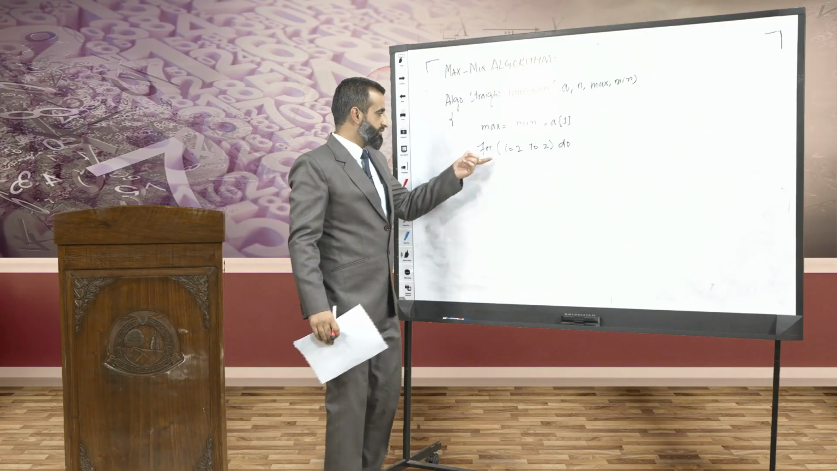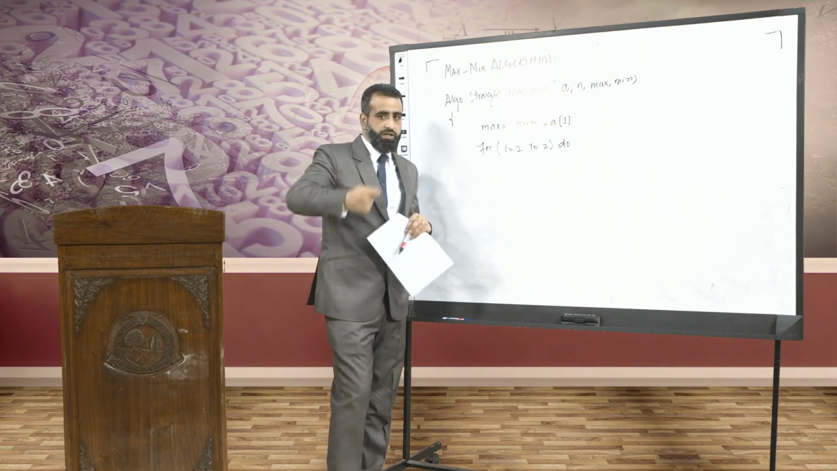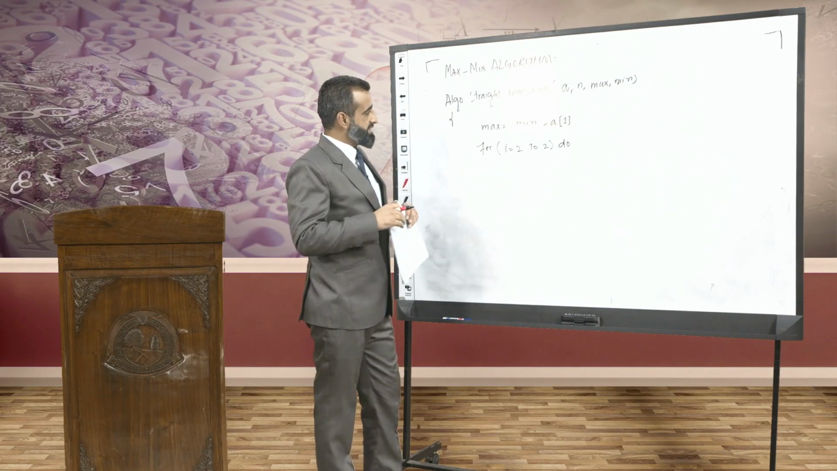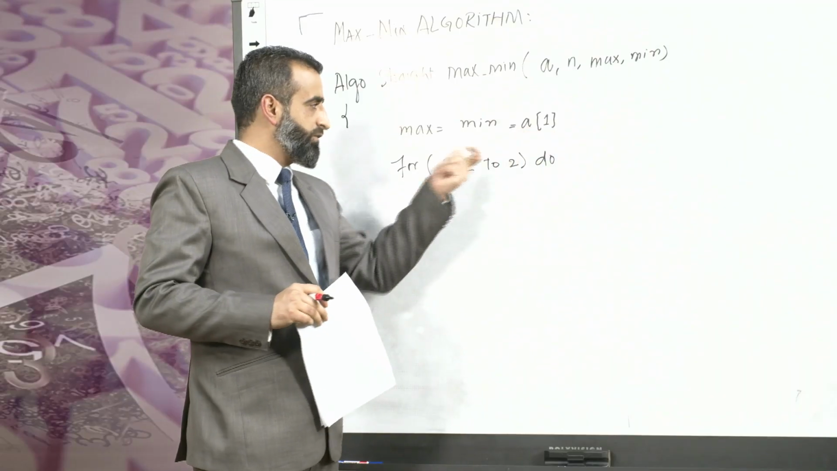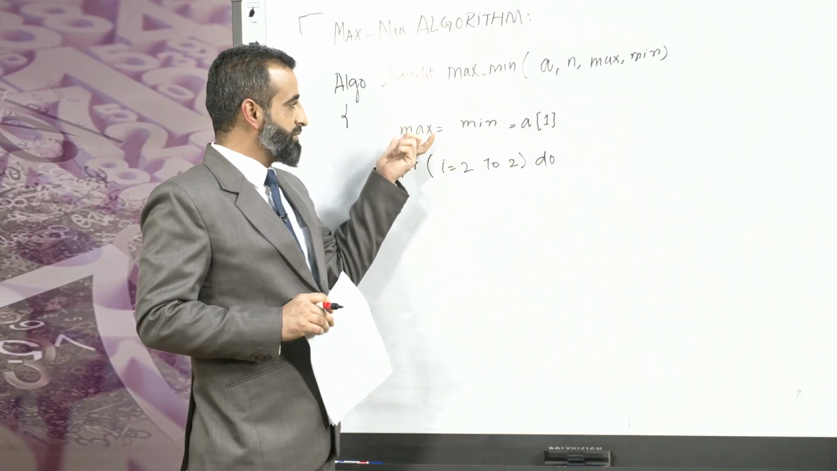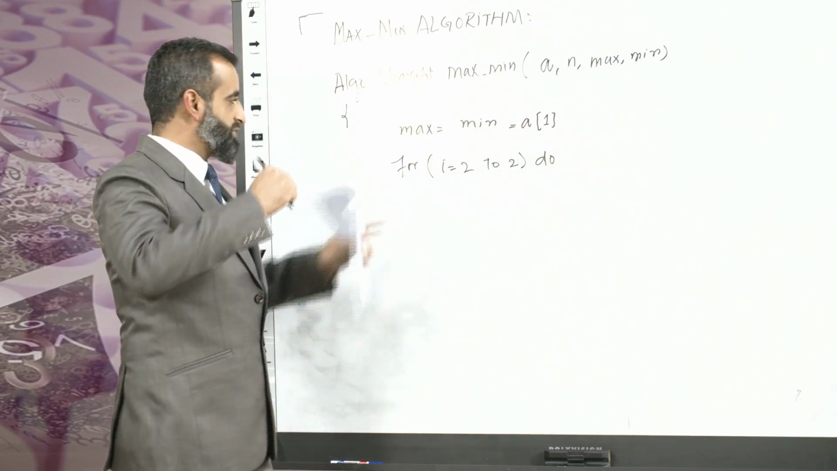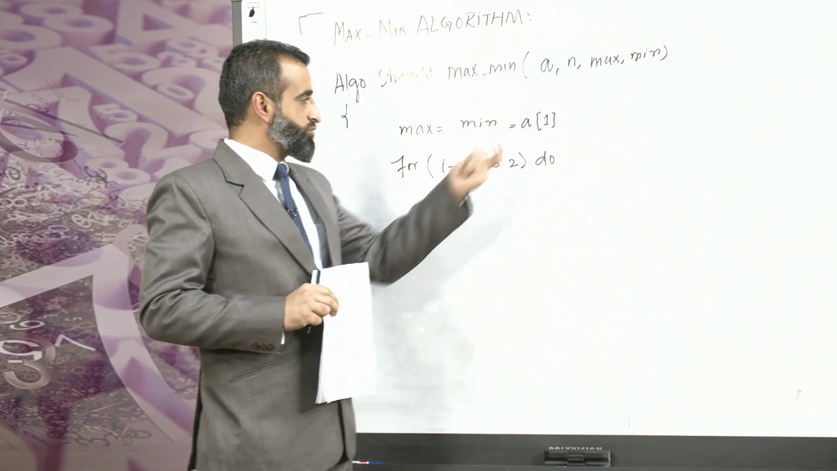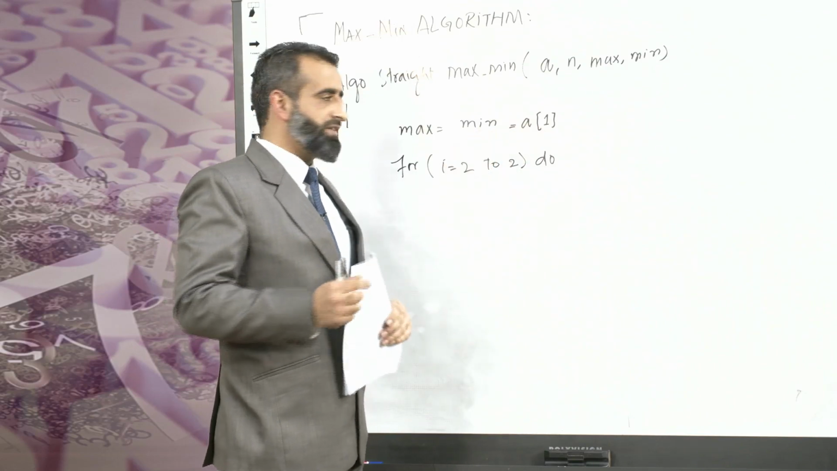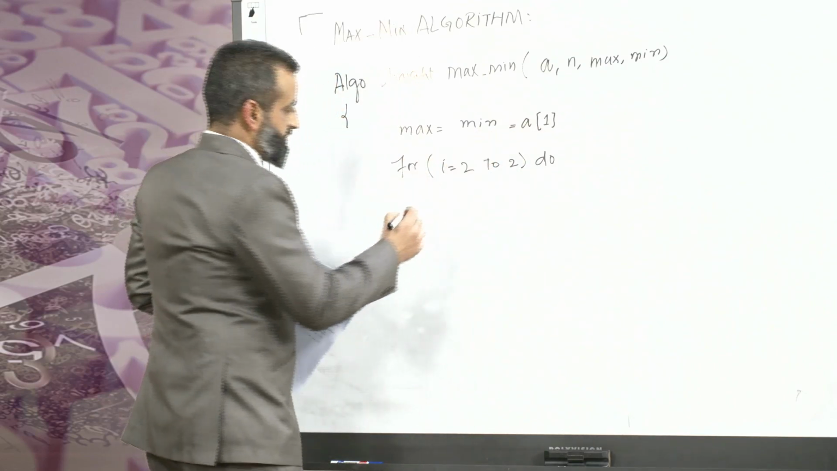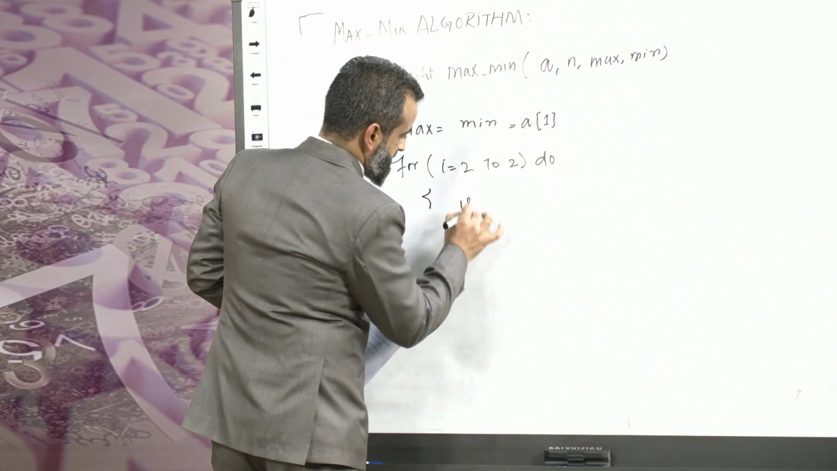The job of this loop is to iterate through the array and compare every single element with this element. If we find any element which is larger than this particular element, we will store that element in the max variable, and if there is any number which is smaller than this number, we will store that value in the minimum. How will it work out? We will check for the conditions.